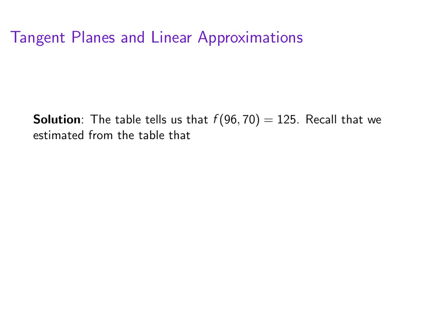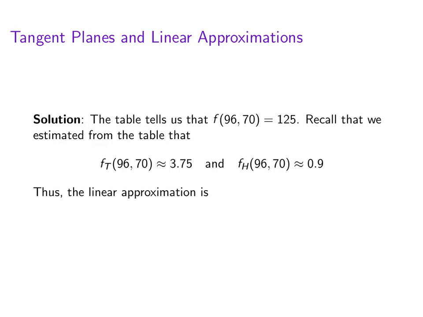Now remember that we estimated a few things from the table. In particular, we estimated that the partial derivative with respect to T evaluated at (96, 70) is about 3.75, and the partial derivative with respect to H at the same point is about 0.9. So we can write down a linear approximation.